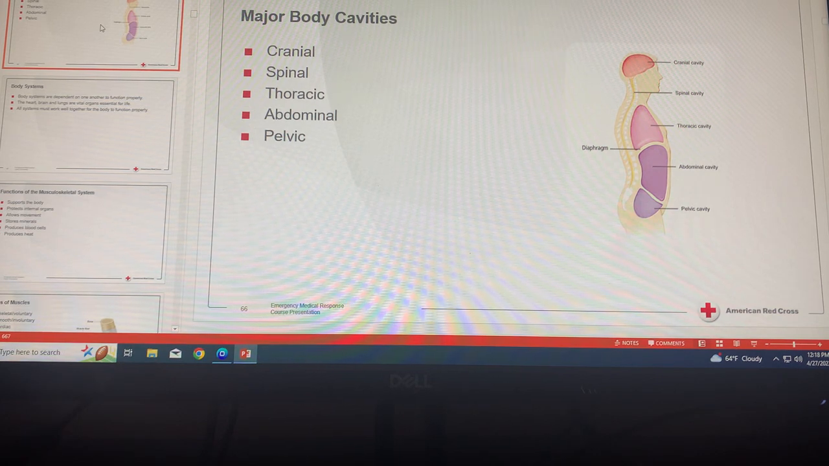Pelvic cavity, located in the pelvis and is the lowest part of the trunk. Contains the bladder, rectum, and internal female reproductive organs. The pelvic bones and the lower portion of the spine protect it. Further description of the major organs and their functions are in the next section of this chapter and later chapters.